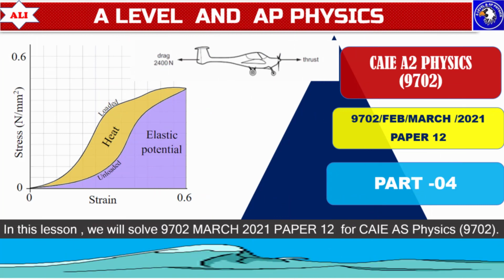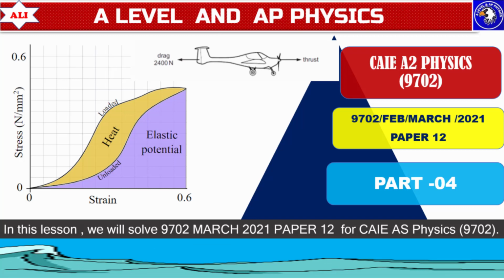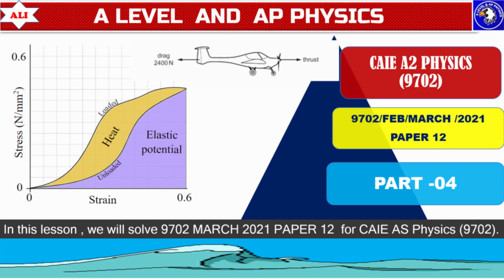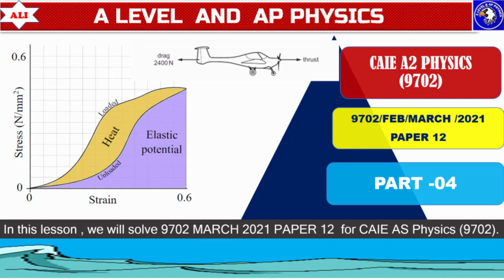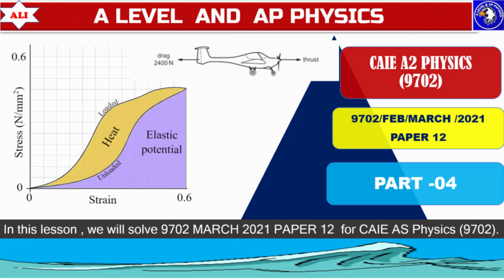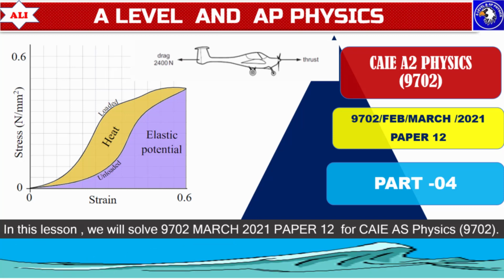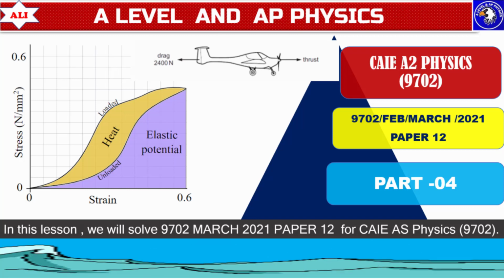In today's lesson, we will discuss important and tricky past paper questions from March 2021 paper 1-2. In this lesson, we will not only find the best possible option, we will also discuss why the other options are incorrect. This will help you to have a clear understanding of these concepts.